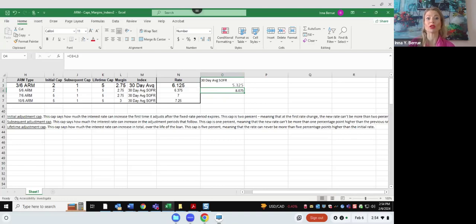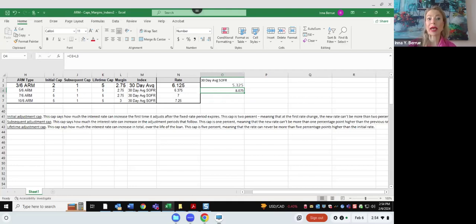And the margin on this product is 2 3/4. So you can see I'm just summing those two up together and I get roughly 8% interest rate. So, okay, what does it mean? All the caps, the initial cap, the subsequent cap, and the lifetime cap. What do those numbers mean?